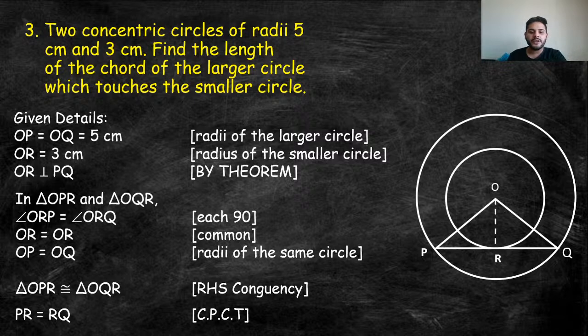So just make sure you write the full form. Here I've used a short form. You have to write the full form of CPCT, that is corresponding parts of congruent triangles. I am sure you are clear till here now. Now what we have to find?